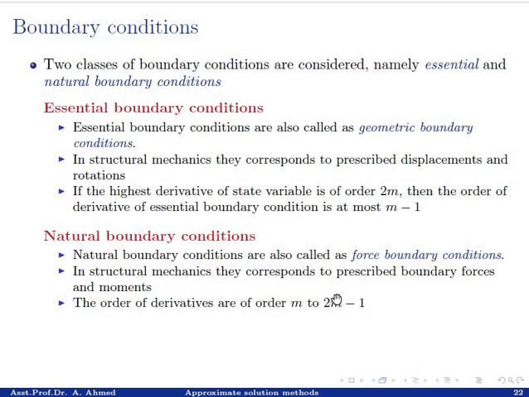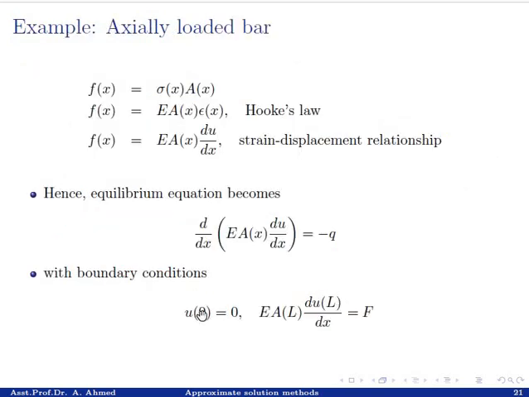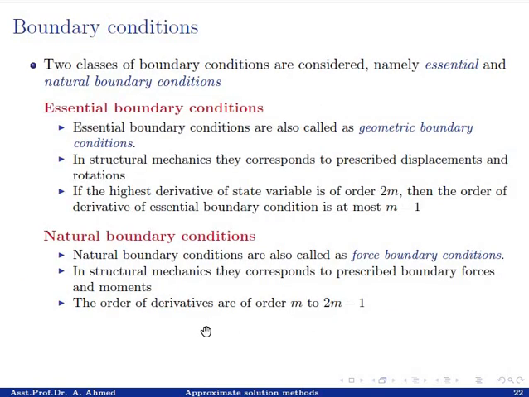Now you have seen that I have discussed the boundary conditions, right? Boundary conditions are actually of two different types. They can be essential boundary conditions or natural boundary conditions. Essential boundary conditions are also called geometric boundary conditions. In structural mechanics problems, they usually correspond to prescribed displacements and rotations in the body.